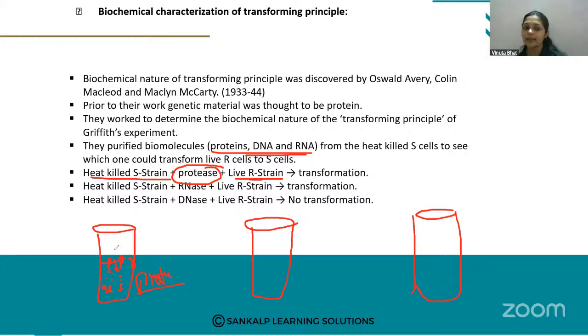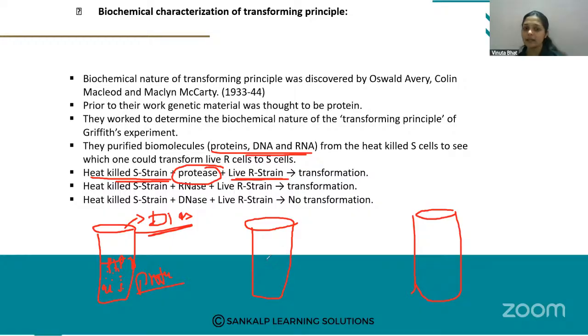Then here heat killed S strain and the living R strain. When it is injected to the mice, the mice died. So something is transferred. That means something is transferred.